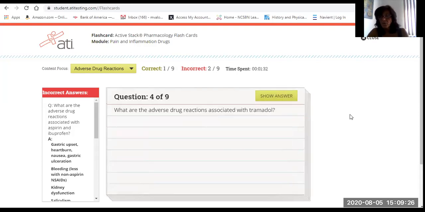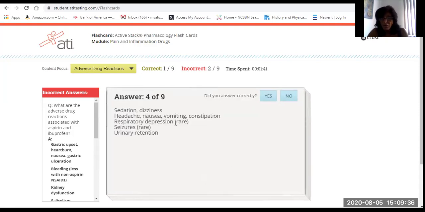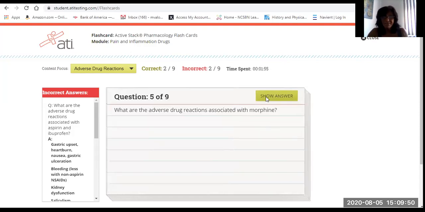Adverse reactions associated with tramadol. Tramadol is considered an opioid too. So, sedation, urinary retention, all those same things, confusion, right? Sedation, dizziness, respiratory depression, urinary retention. Look at that, the very things that I talk about, right? There's a lot. I don't talk about all of them, but the ones you need to know. Let's see, adverse drug reactions associated with morphine: urinary retention, respiratory depression, sedation, constipation, paralytic ileus.